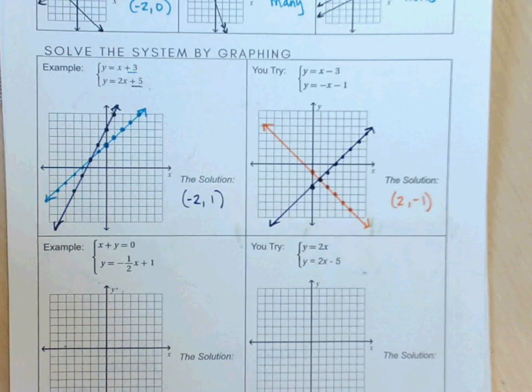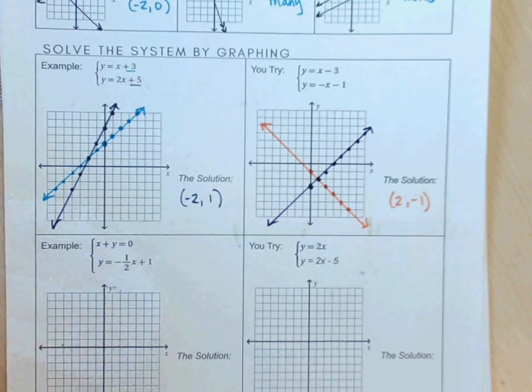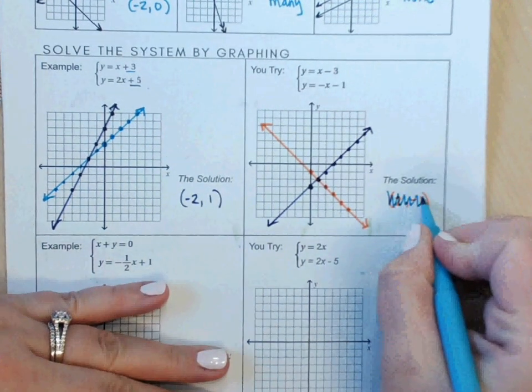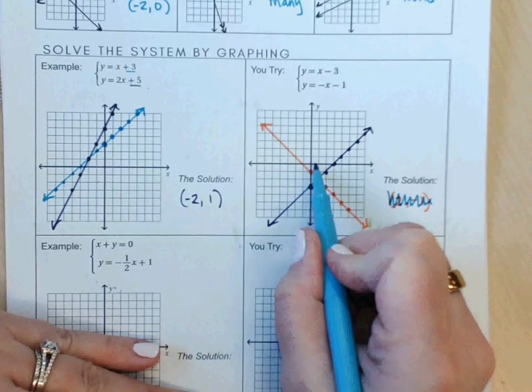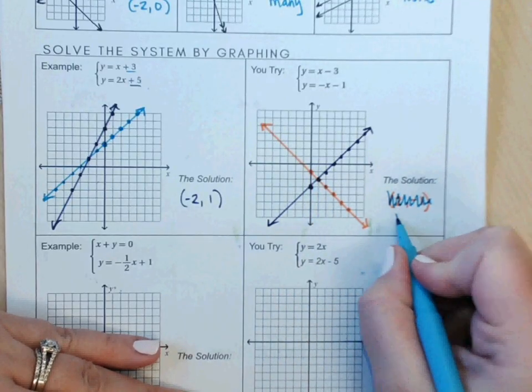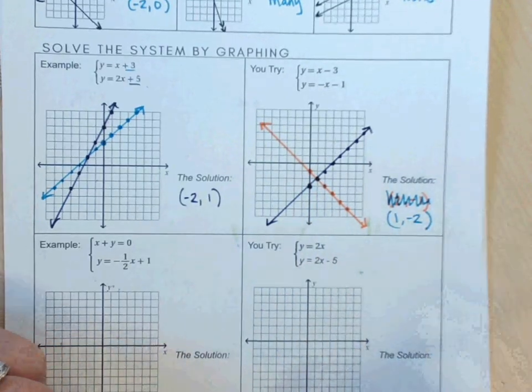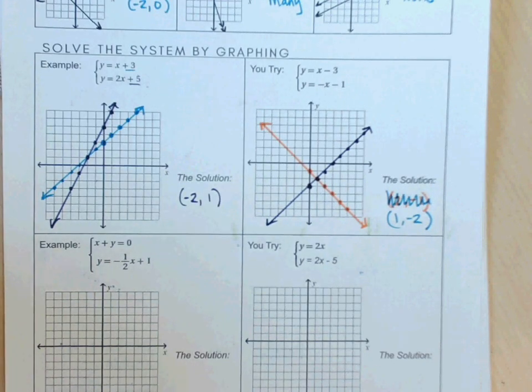Hit pause if you need to. Oh, did anybody catch my mistake? That's wrong. Sometimes I'm a little dyslexic. This is +1, -2. If you caught that, give yourself a pat on the back.